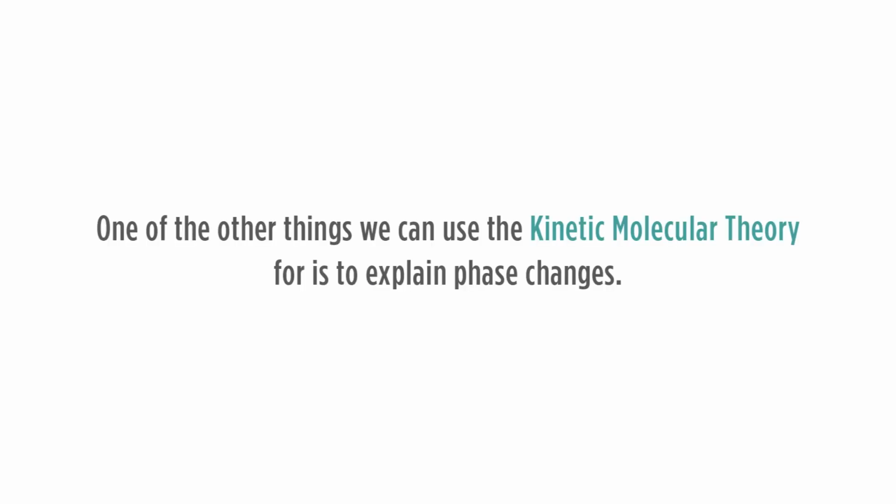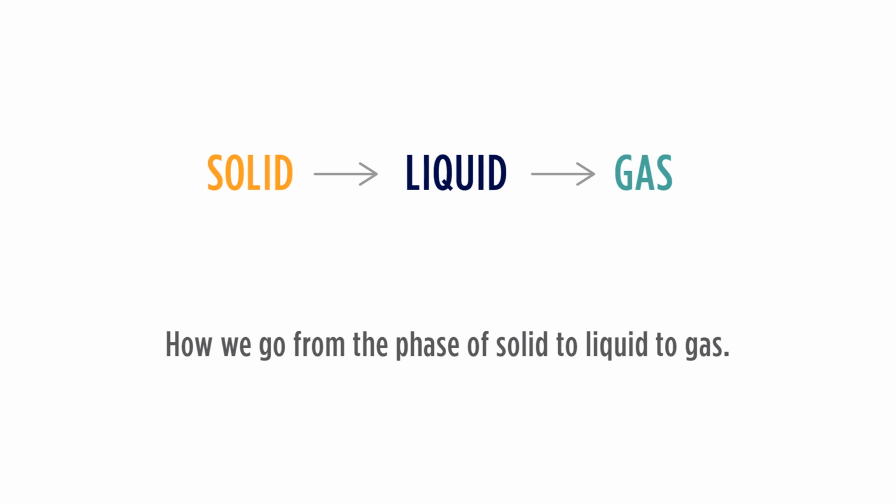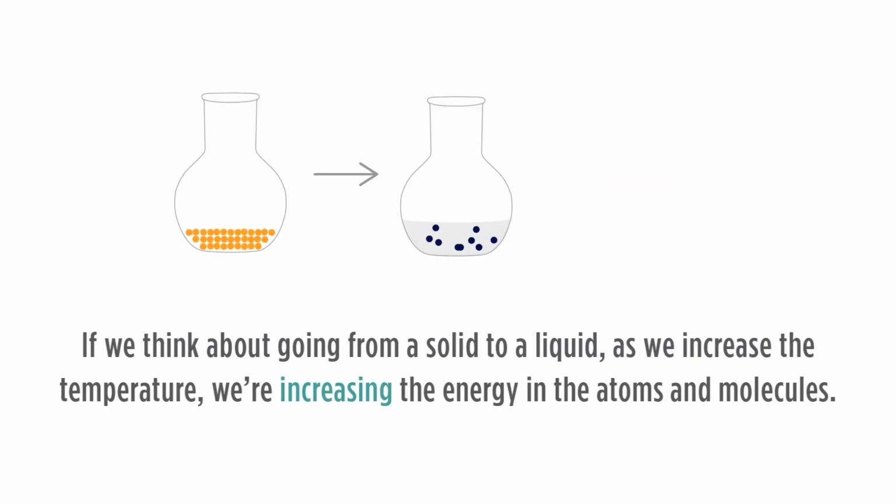One of the other things we can use the kinetic molecular theory for is to explain phase changes, how we go from the phase of solid to liquid to gas. If we think about going from a solid to a liquid, as we increase the temperature, we're increasing the energy in the atoms and molecules.